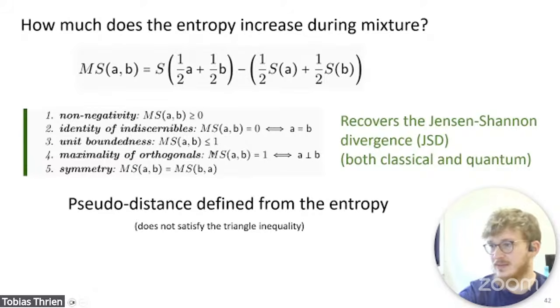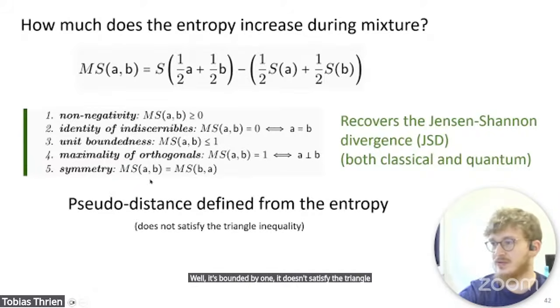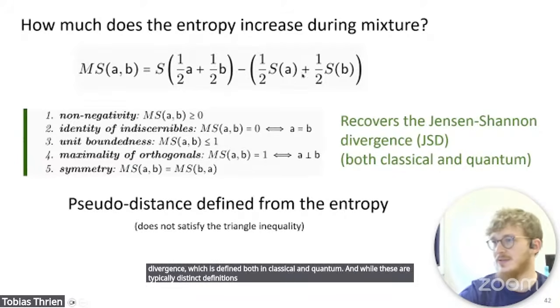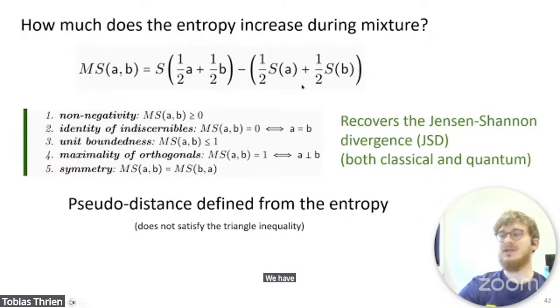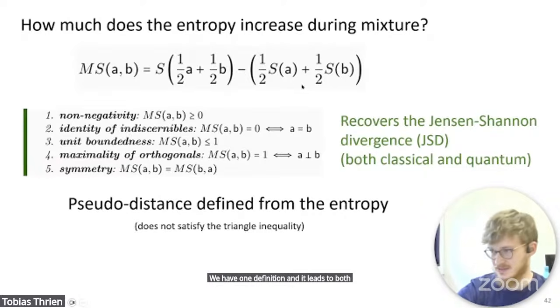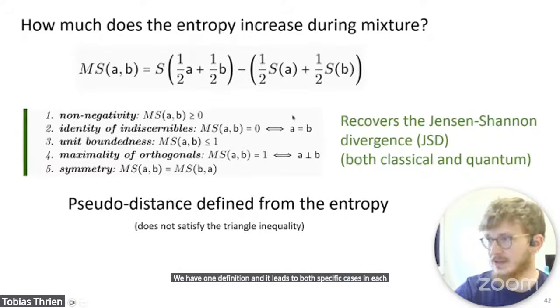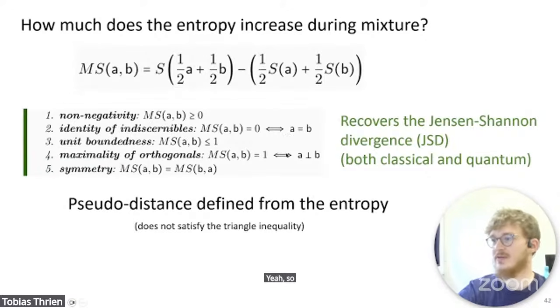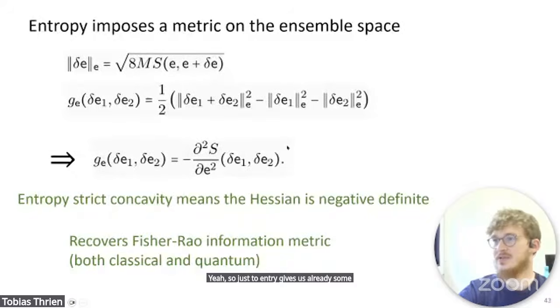And well, it's bounded by one. It doesn't satisfy the triangle inequality. It's just a pseudo distance, but it does recover what's called the Jensen-Shannon divergence, which is defined both in classical and quantum. While these are typically distinct definitions, we have one definition, and it leads to both specific cases in each specific context. So just the entropy gives us already some notion of distance.